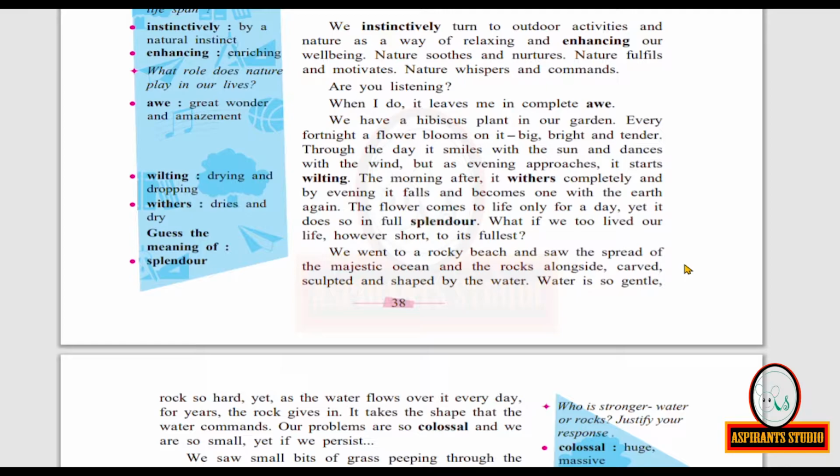We went to a rocky beach and saw the spread of the majestic ocean and the rocks alongside, carved, sculpted and shaped by the water. Water is so gentle, rock so hard, yet as the water flows over it every day, for years, the rock gives in. It takes the shape that the water commands. Our problems are so colossal, that means so huge, and we are so small, yet if we persist.